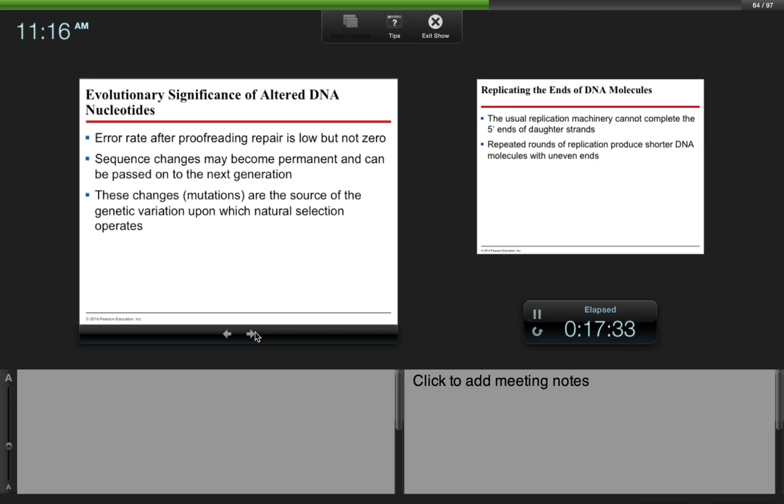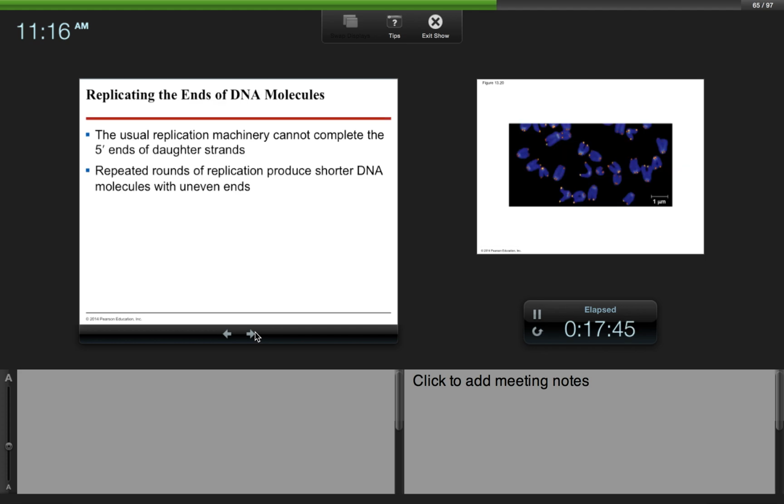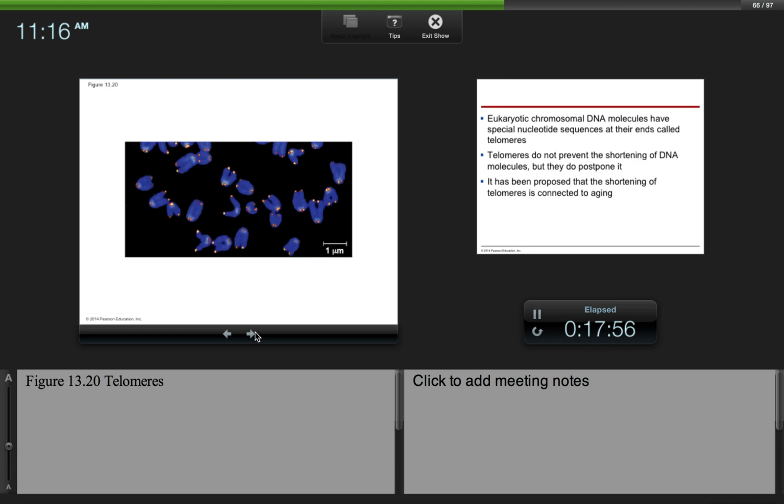Error rate after proofreading repair is low but not zero. Sequence changes may become permanent and can be passed on to the next generation. These changes or mutations are the source of the genetic variation upon which natural selection operates. The usual replication machinery cannot complete the 5' ends of daughter strands. Repeated rounds of replication produce shorter DNA molecules with uneven ends. So here we're looking at telomeres.